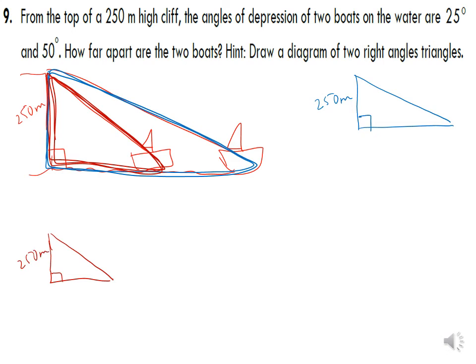Now our end game here is to figure out what that distance is, the distance between the two boats. So what I'm thinking we could do is find this whole length, which would be using the blue triangle, then find this length using the red triangle, and if we subtract those two, what's left over should be our distance between our two boats.